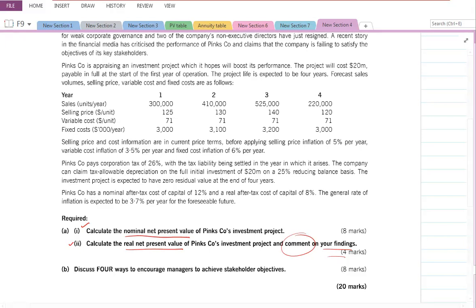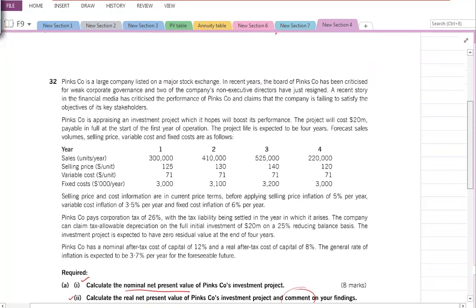Now, my answer will be slightly different from the examiner's answer on the basis of two things. First of all, the examiner has just assumed one particular line to be the same for money and real analysis, and that's why the answers are not exactly the same. And there is another point also that I'll discuss during the question.